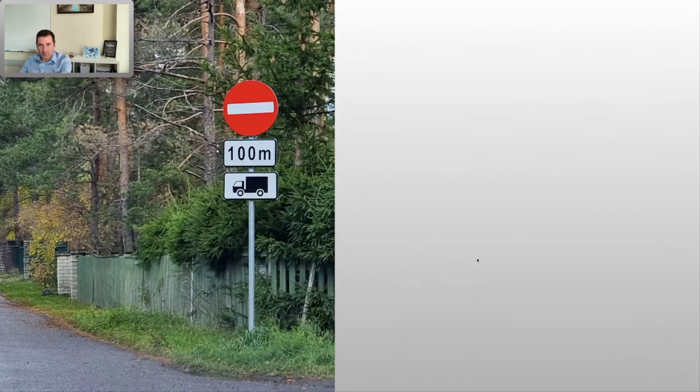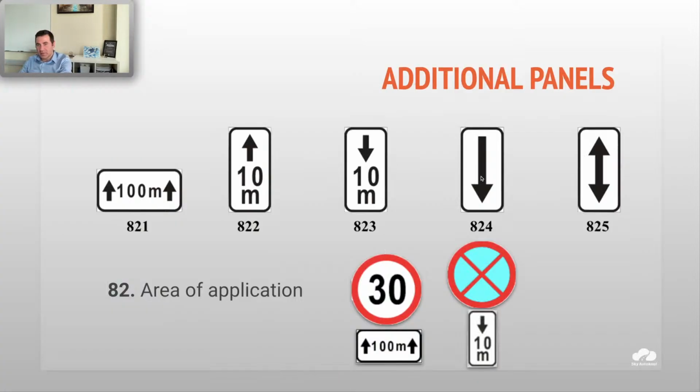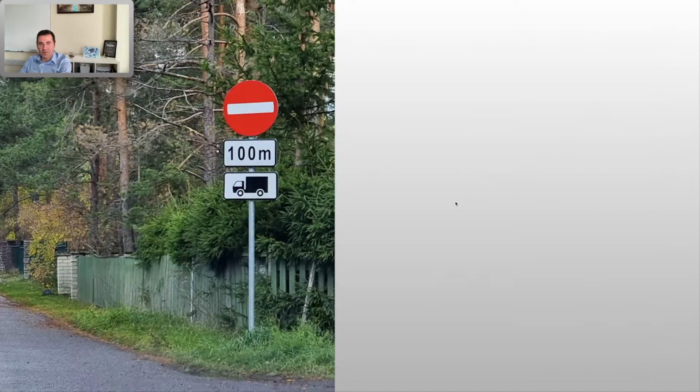Before or after the sign? Depends on the arrow. If it's pointed down, that means before. If it's pointed up, that means after. If it's pointed up and down, that means before and after. Or if there is simply a sign with no arrow, it means by default after the sign. Okay, so if it's just down, it's before till the first crossroad. Yeah, exactly. And if there is no additional panel, it means by default after.